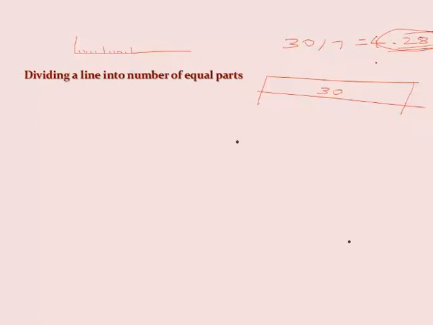Yeah. So in that case, we can divide that geometrically. There is something called dividing a line into n number of equal parts. Using this method, we can divide a line of any length into any number of parts. See, for instance, I have this line, and the length of the line is say, as I told, 30 mm. I want to divide this into 7 equal parts.